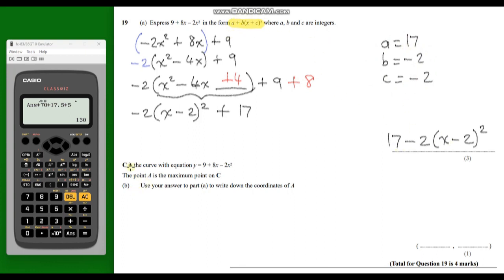Part B. C is the curve with equation y equals 9 plus 8x minus 2x squared, which is exactly the same equation up here. The point A is the maximum point on C. Use your answer to part A to write down the coordinates of A. So to work out the maximum or minimum points, we can just use our completed square form here. So I'm going to use this one. I always find this a bit easier to use. So our x value is just going to be the opposite of the number we've got in here. So that's just going to be 2.